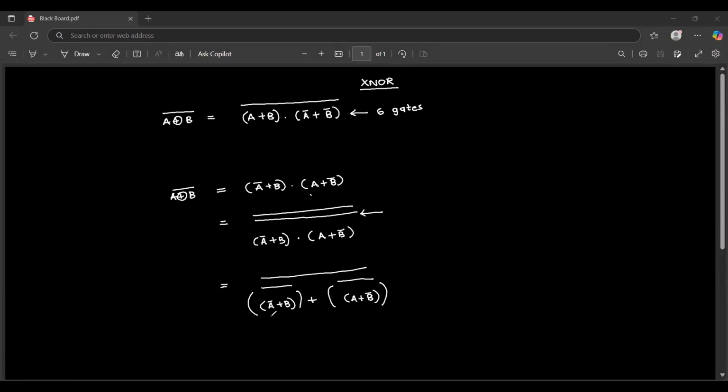Obviously I need a NOT gate here, I need a NOT gate here. Here we need a NOR gate, here we need a NOR gate, and finally here we need a NOR gate. So totally 5 gates are enough. Let me draw the signal lines first.